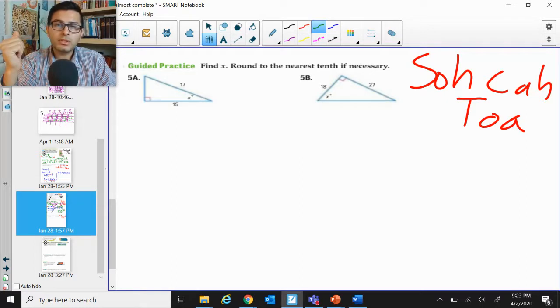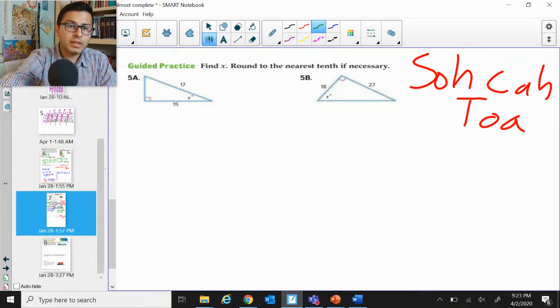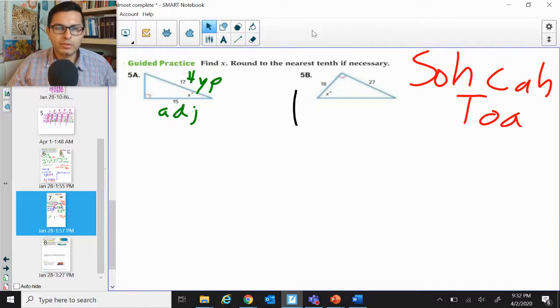That way we get the practice of using a different variable. But first thing is first, and we need to know what trig function we need to use. So in this case, let's label our sides. This 15 looks like it's connected to this angle that we're trying to find. So this is going to be our adjacent side. 17 is going to be our hypotenuse. Now that we have labeled our triangle, we're going to identify what is the proper trig function to use. We have adjacent and hypotenuse. So let's look at our SOHCAHTOA and see which one deals with adjacent and hypotenuse.